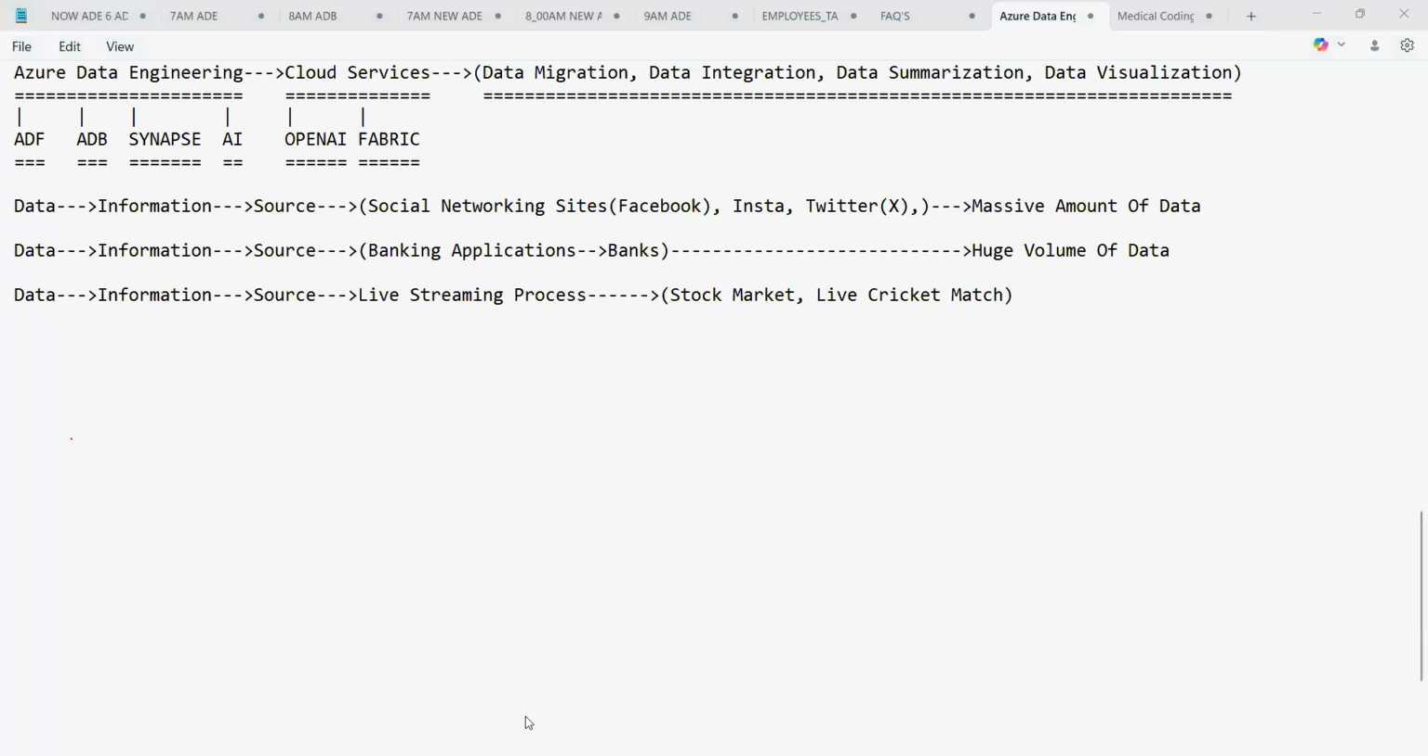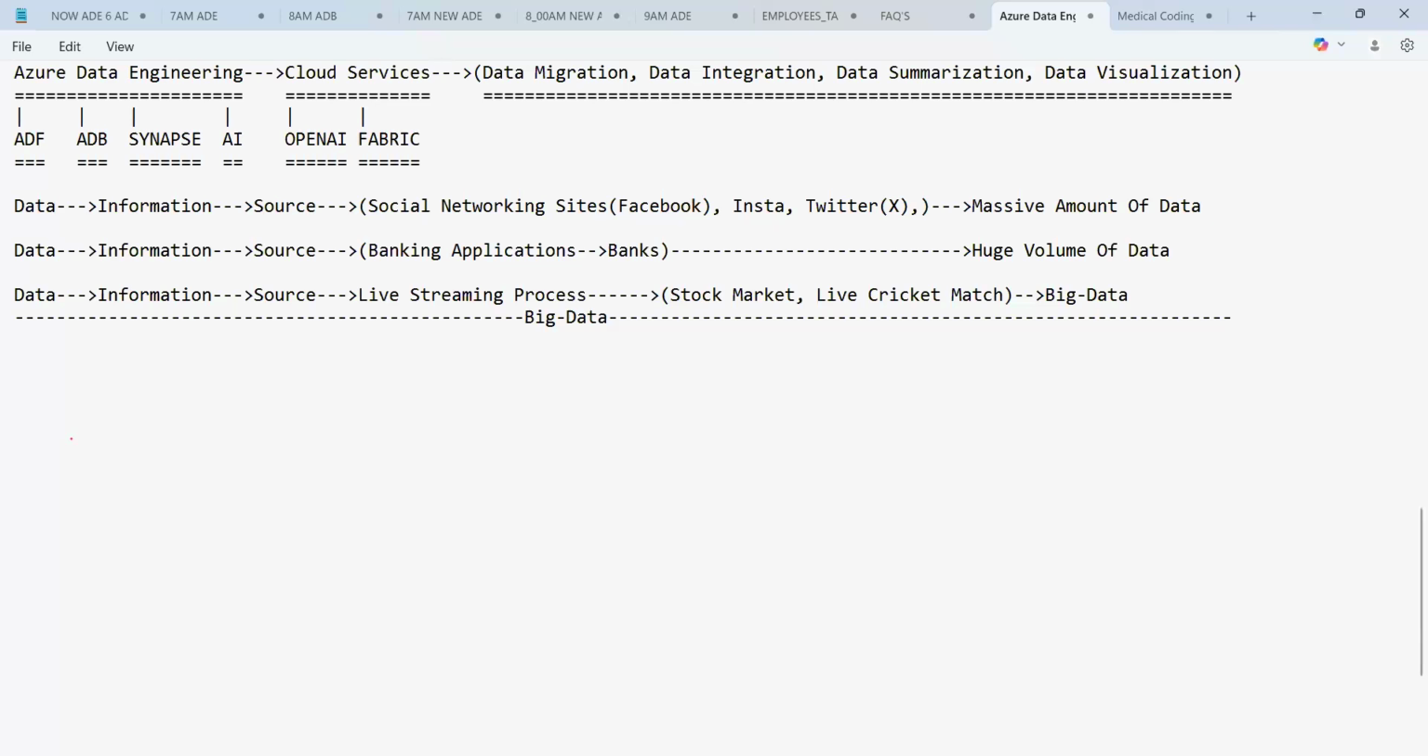All these come under what, guys? That is called big data. When you say massive amount of data, huge volume of data, or big data, all are one and the same, guys. There is no specific difference between any of them. So this is all called big data.